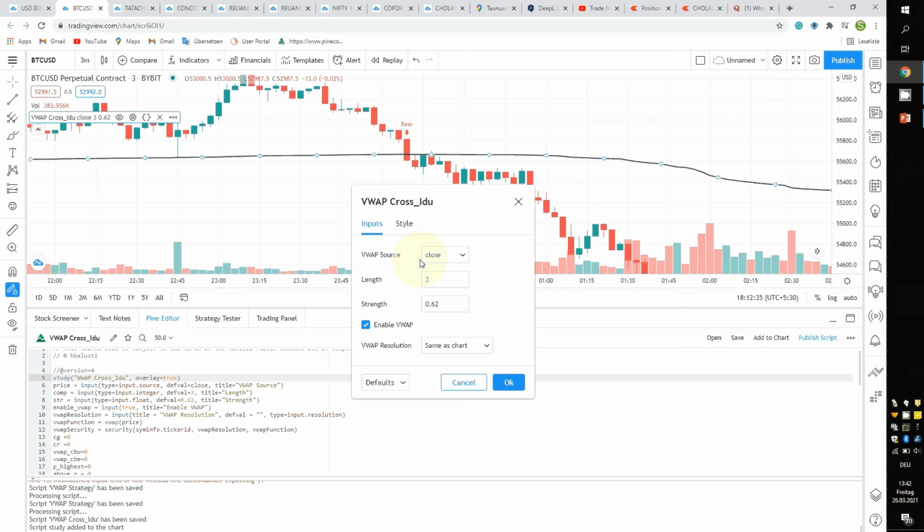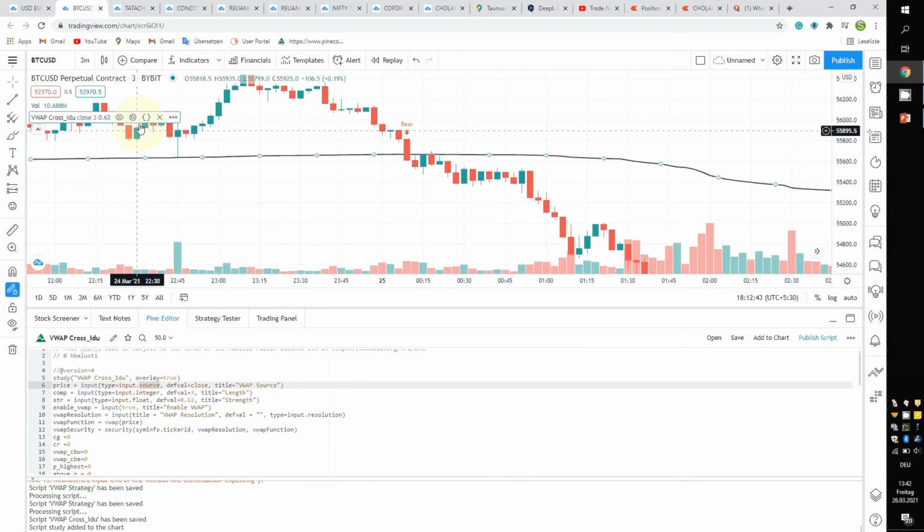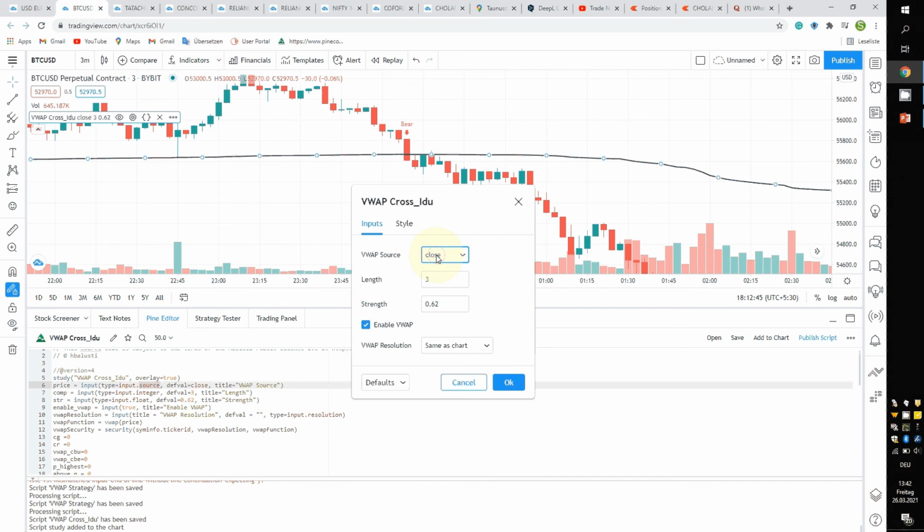And so as I said, this is an input dot source. So source can be your open, close, high, low, you can see over here. So these are all inbuilt functions, you don't have to think about it. Okay, so this was a VWAP source.